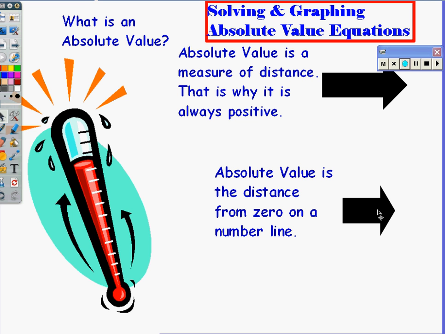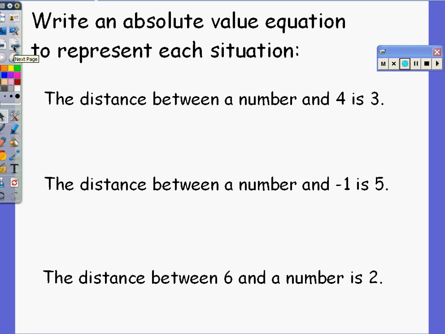And one of the most challenging parts of solving and graphing absolute value equations is just remembering how to read them. So we're going to write some and translate from words to the actual equations. Remember, distance is shown with absolute value.